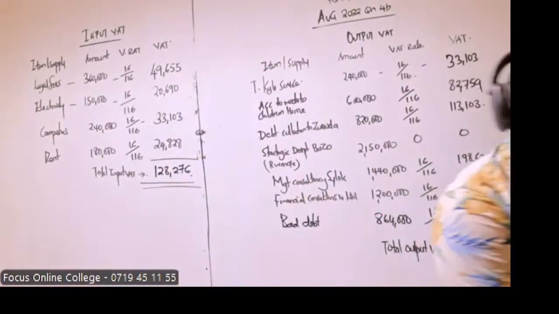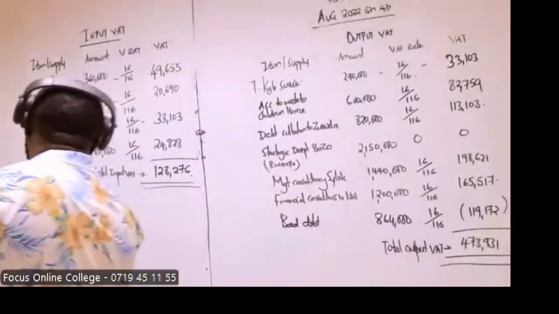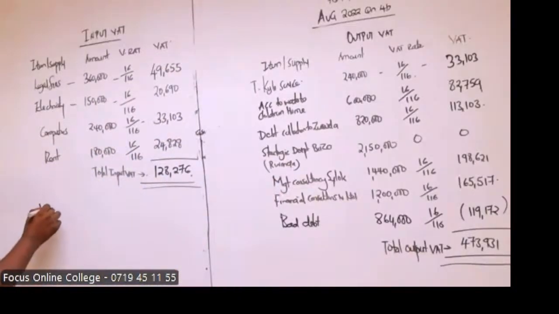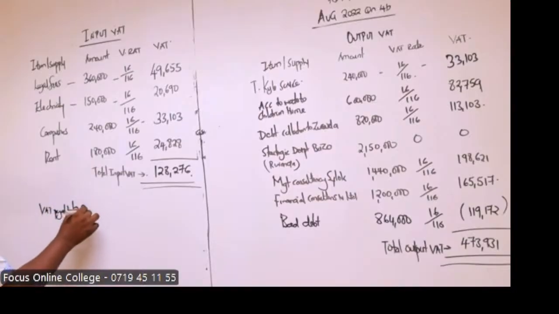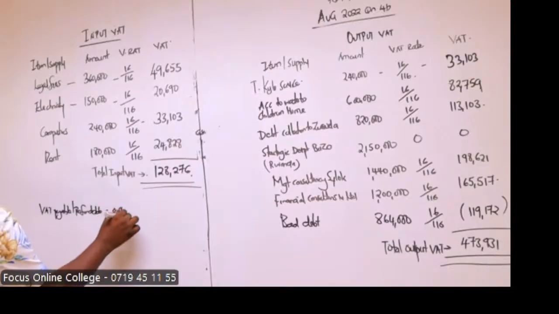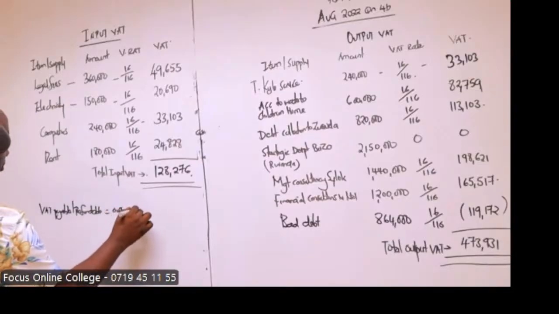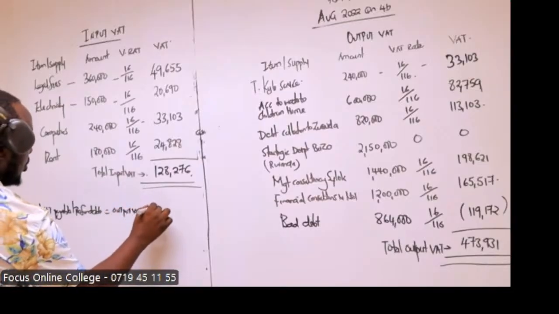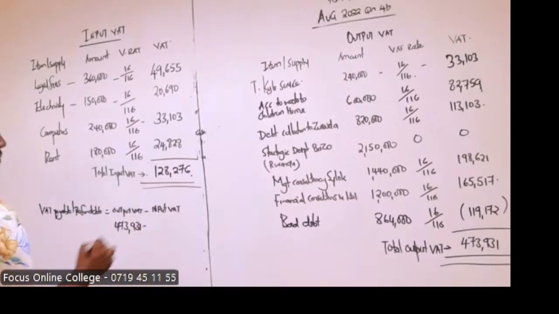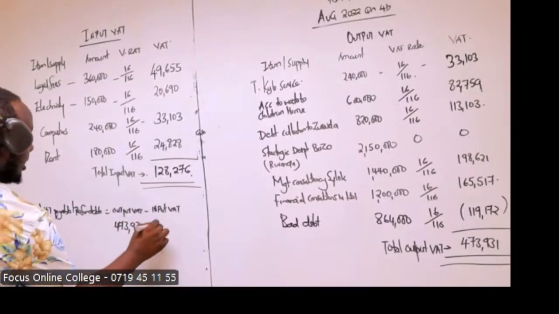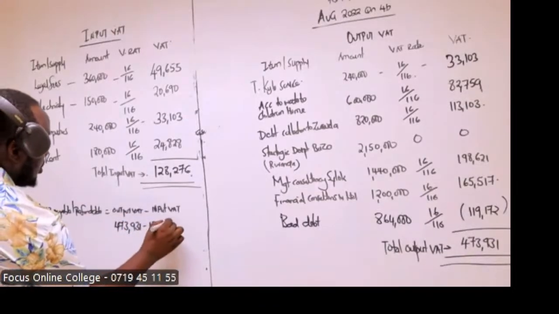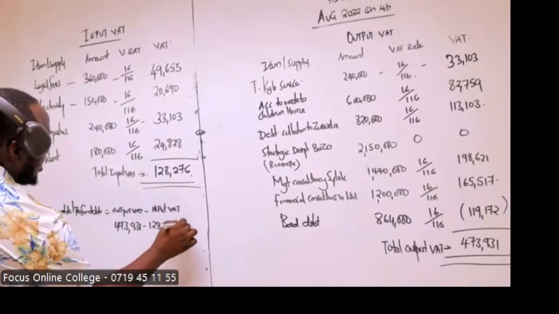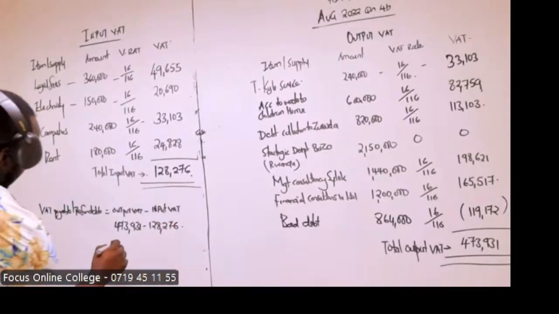So get the VAT payable or refundable. VAT payable, so what we call refundable. So that is output VAT minus what we call the input, minus 128,276. So get for me that.